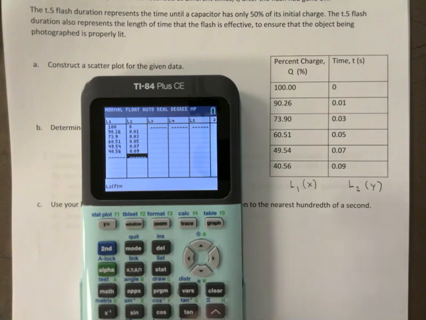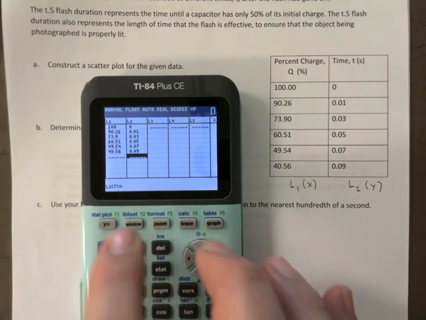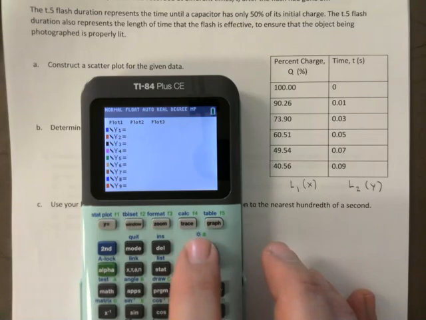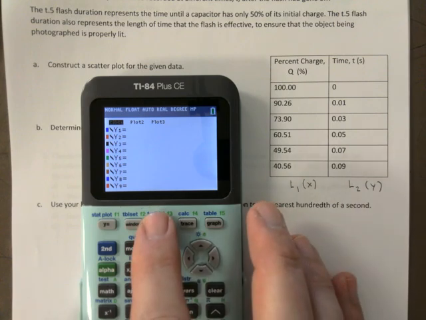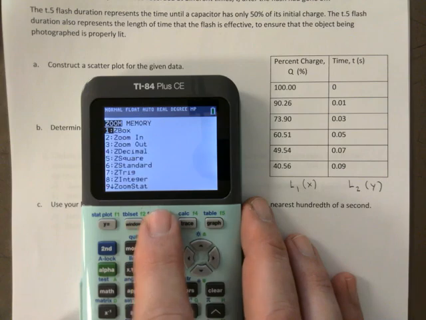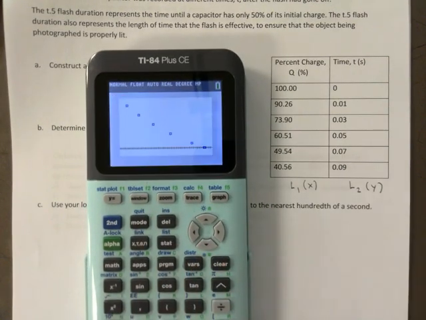How do you do a scatter plot? You got to go to Y. You got to turn on plot 1, clear all the equations you have in there. And as soon as plot 1 is turned on, you can go zoom and then zoom stat. And there it is.